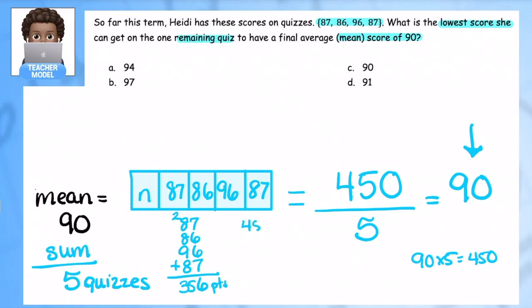How many more points does she need to get to 450? So I'm just going to subtract these. I should use trade first on this one. So I'm going to turn this to a 3, this to a 15, and then again to a 9. All right, 9 minus 5. So I have 14, 94. So she needs at least a 94 to have 450 points.